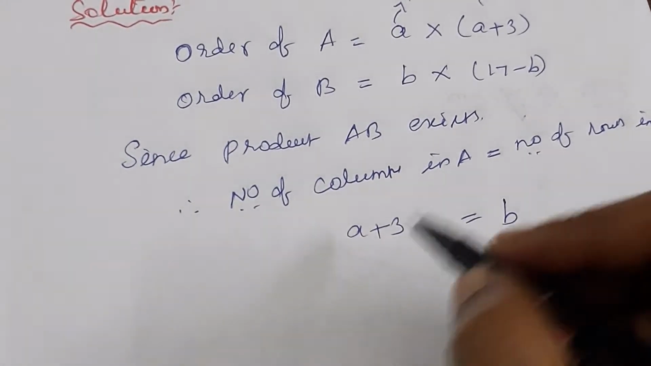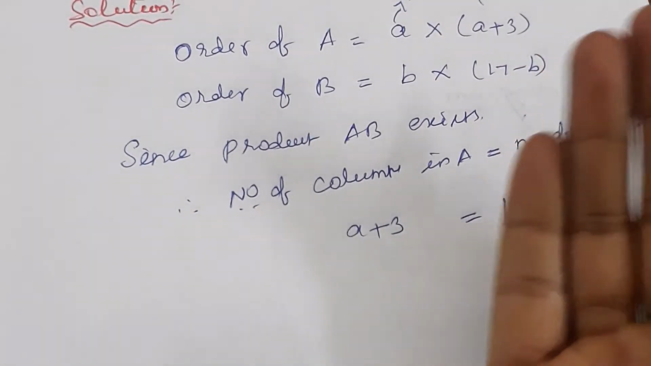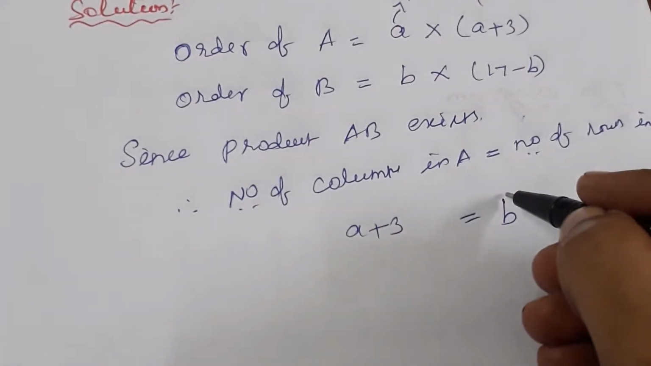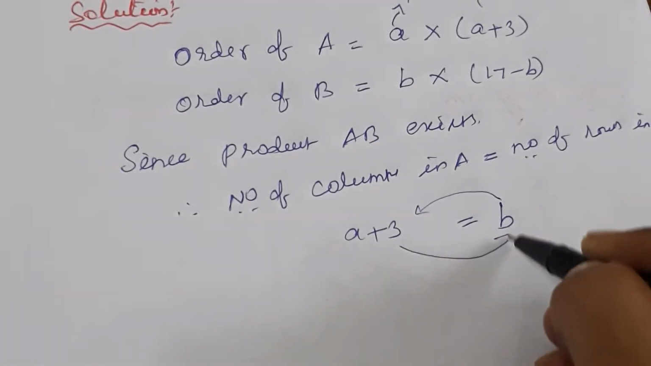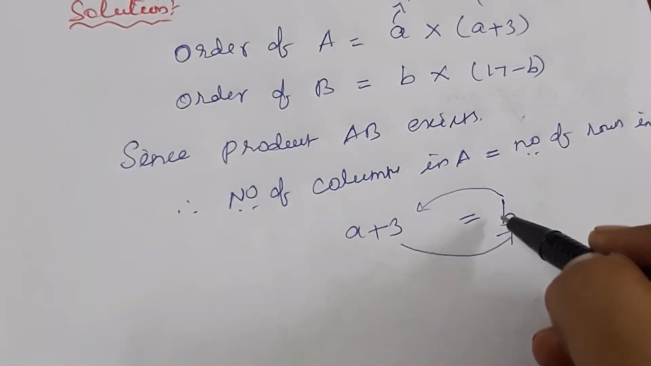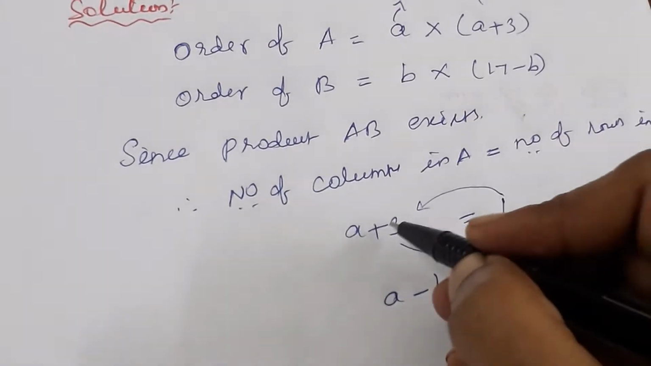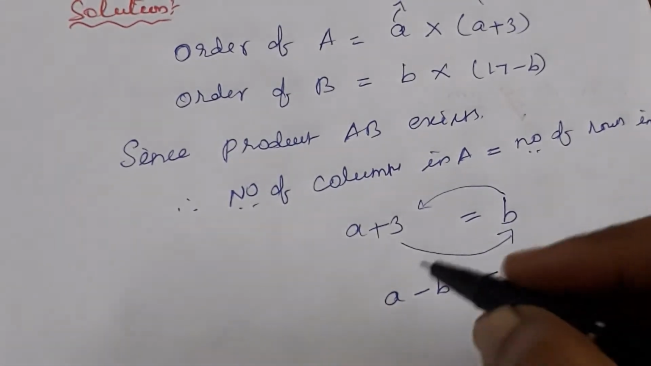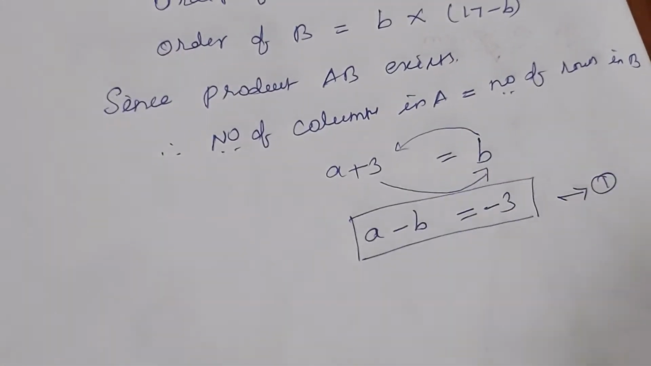So try to convert this equation. Try to bring all the variables to one side, constants to the other side. So bring this b to this side and then bring this plus 3 to this side. So this plus b will come here as minus b. So a minus b equals, this plus 3 will go to that side, meaning minus 3. So this is our first equation. Call this equation 1.